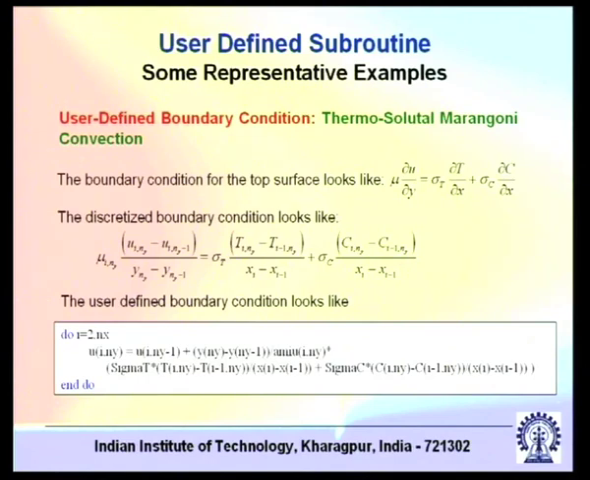Now you can have a temperature gradient, you may also have a concentration gradient. If you have a multi-component system, you may have a concentration gradient, and the surface tension may also be a strong function of concentration. So you can write the boundary condition in this way. The free surface should be free of shear, that means the shear due to viscosity is balanced by the shear due to surface tension.